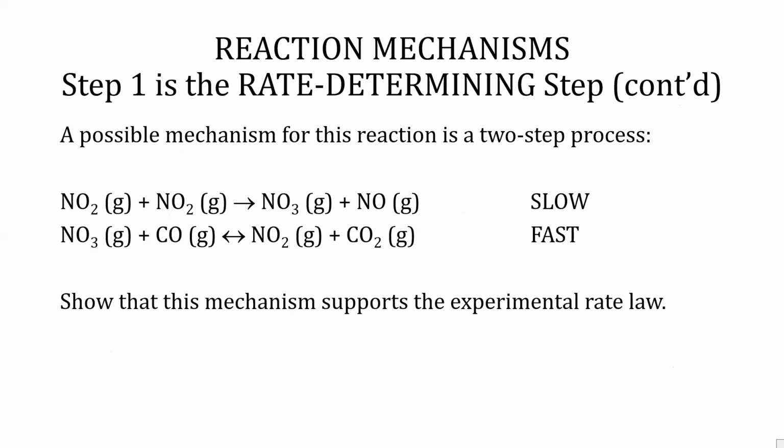The first elementary step is two gaseous nitrogen dioxide molecules react to form gaseous nitrogen trioxide and gaseous nitrogen monoxide, and it is the slow step in this mechanism. The second elementary step is gaseous nitrogen trioxide reacting with gaseous carbon monoxide, forming gaseous nitrogen dioxide and gaseous carbon dioxide, and is the fast step in this mechanism.